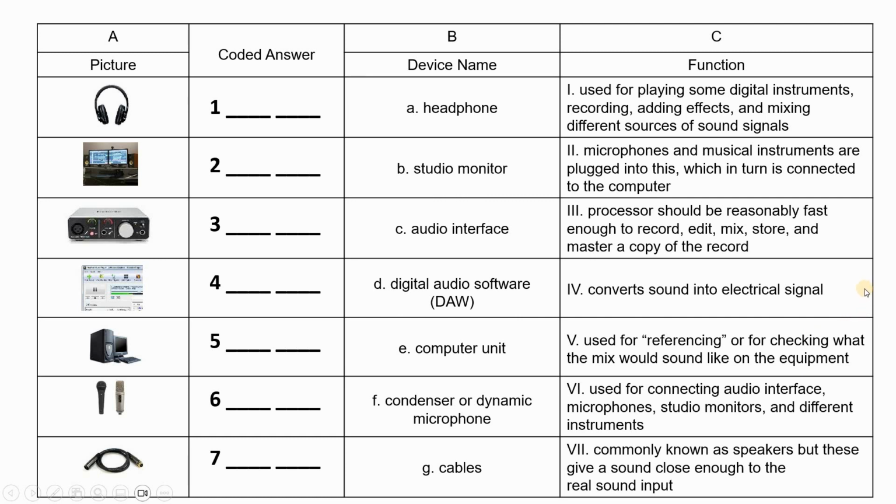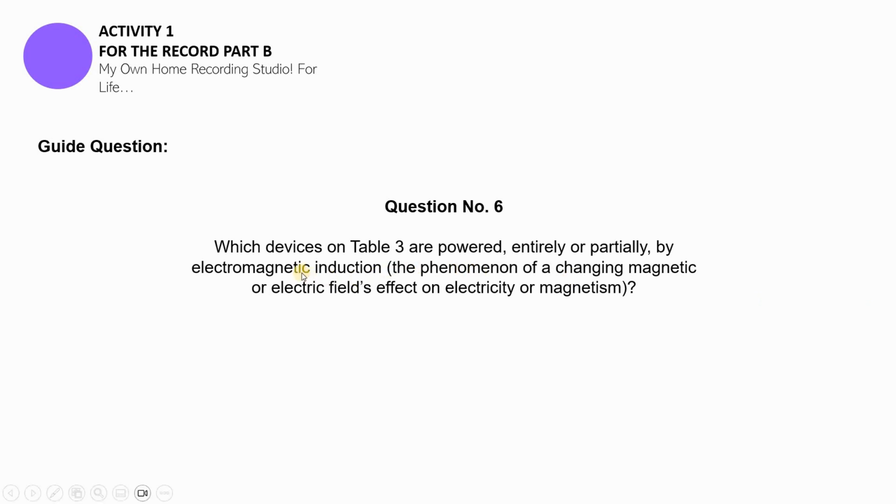Are you done? Okay, if that is so, let us now proceed to the next part, which is answering the following guide question. Which devices in Table 3 are powered entirely or partially by electromagnetic induction? The phenomenon of a changing magnetic or electric field's effect on electricity and magnetism. Pause this video if you need more time to understand the question and answer it.